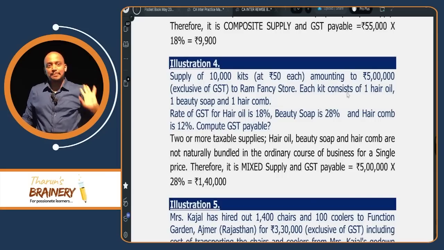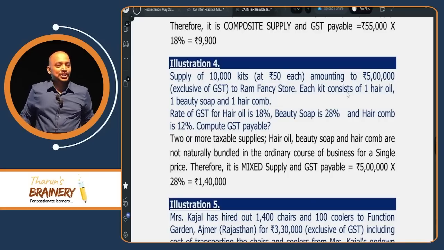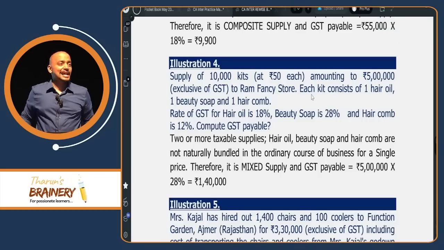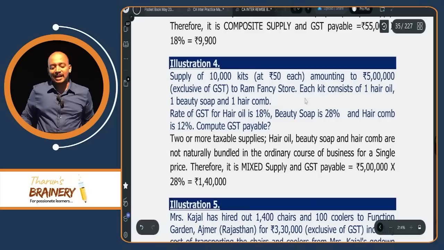Okay. Single price or separate price? Check the question. Single price. Therefore, it will be treated as mixed supply. Mixed supply means which rate will we take? Highest rate. What is the highest rate? 28%, and applied on the entire amount. That is 5 lakhs into 28%.